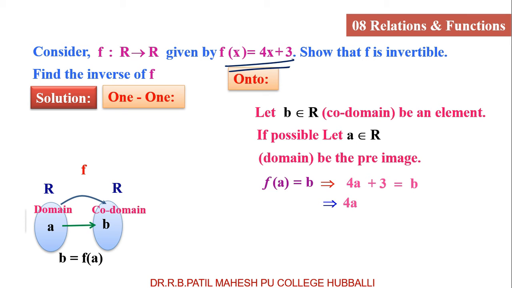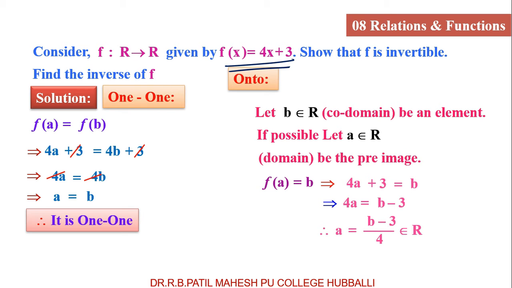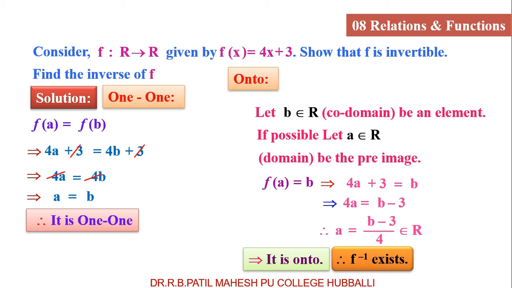So 4a is equal to b minus 3 and a is equal to (b minus 3) by 4. So this belongs to R, that is domain. So for every b there is an a. Hope you all remember onto. Every element in the codomain is an image. Therefore range is equal to codomain, hence the function is onto. And the inverse exists. When the function is 1-1 and onto, it is invertible and the inverse exists.